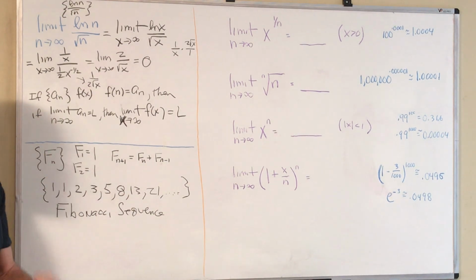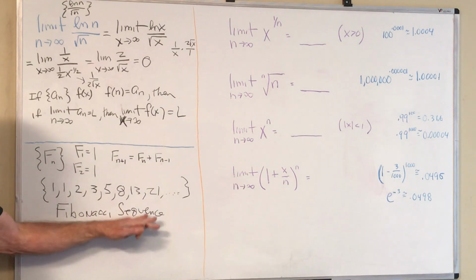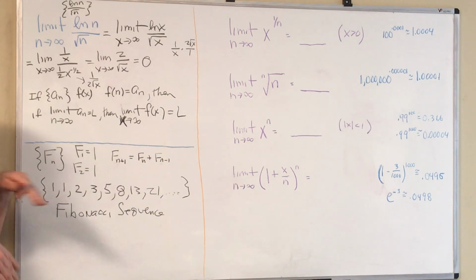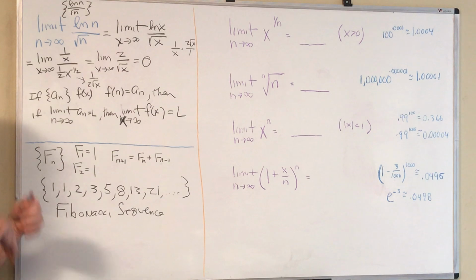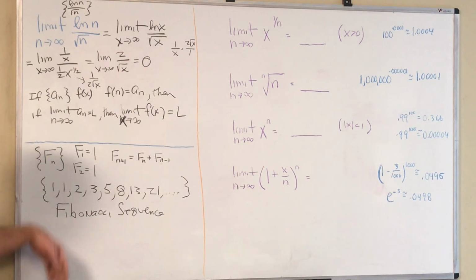And there's so many things you can read about that. Architecture has been done in ancient times. The Greeks used it to build things. Paintings have been done using the golden ratio, and it shows up in nature. So this is a real interesting sequence.